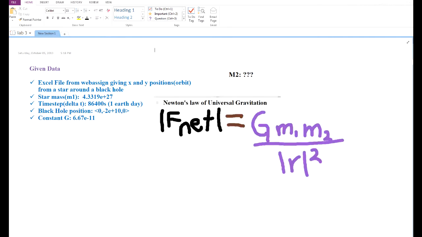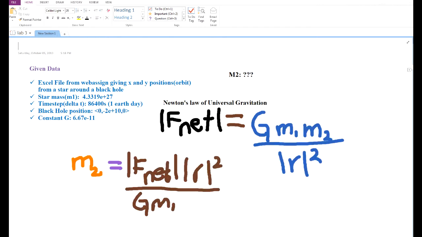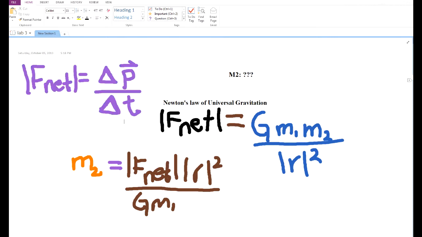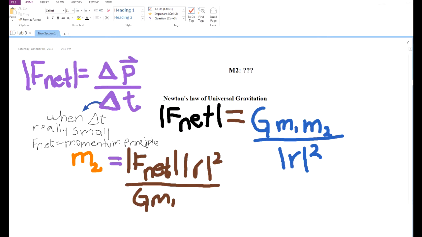With all these and Newton's law of universal gravitation, we're going to find m2. The law of universal gravitation is F net equals G m1 m2 over r squared. We solve for m2, so m2 equals the magnitude of F net times r squared over G m1. We find r using the Pythagorean theorem, r squared equals r2 squared minus r1 squared. And we can write F net as the change in momentum over the change in time, delta p over delta t. When delta t is really small, F net equals the momentum principle.